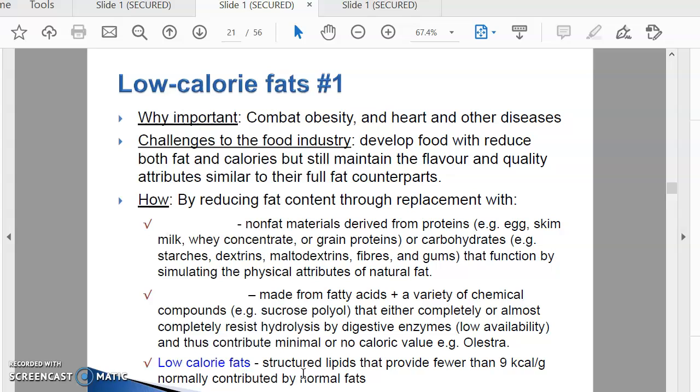And the last one is low calorie fat, made by structured lipids that provide fewer than 9 kilocalories per gram, which is normally contributed by normal fat. So you can rearrange your structure. For example, you reduce the fatty acids, instead of 3 it becomes 2, so then you will get low calorie fats. Okay, so you can probably find what the other two terms are. I'm not really sure what this one is.